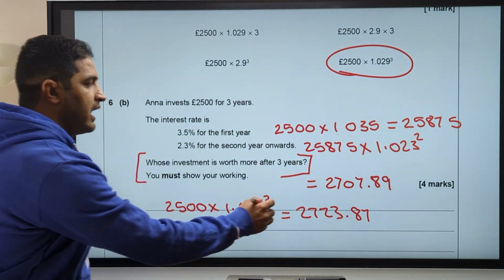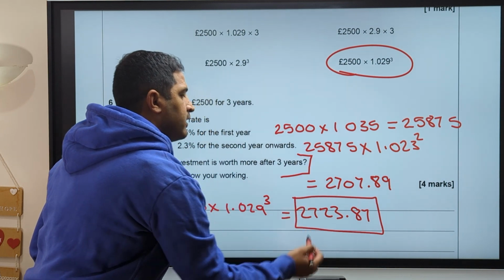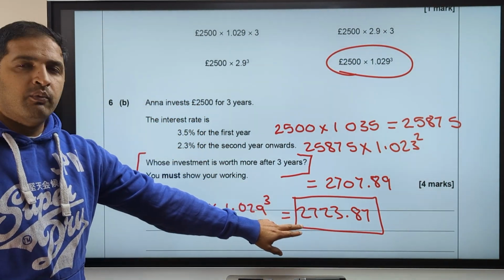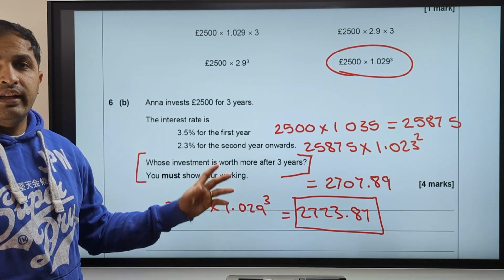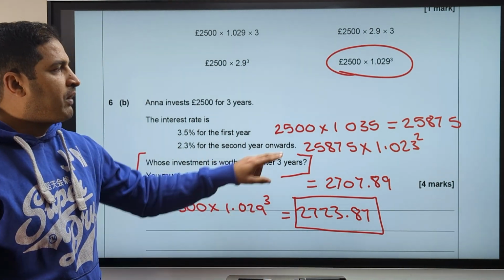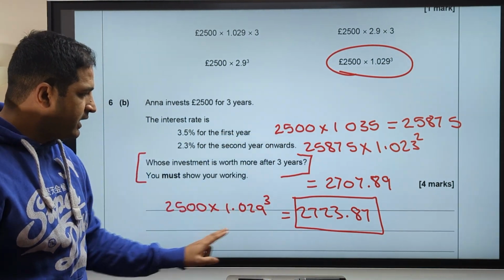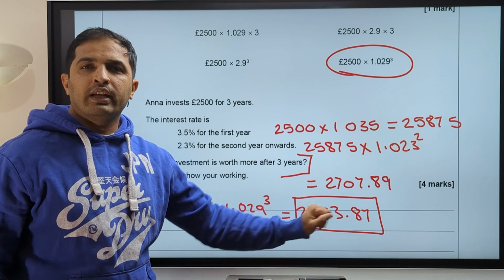So whose investment is worth more at the end of the 3 years? You can clearly see that Daniel would be earning slightly more than Anna. So Daniel's investment is worth more. So you just need to say Daniel at the end, and it would have got you those 4 marks. Remember, that's 1 mark, 2 marks, 3 marks here, and the 4th mark was choosing Daniel.